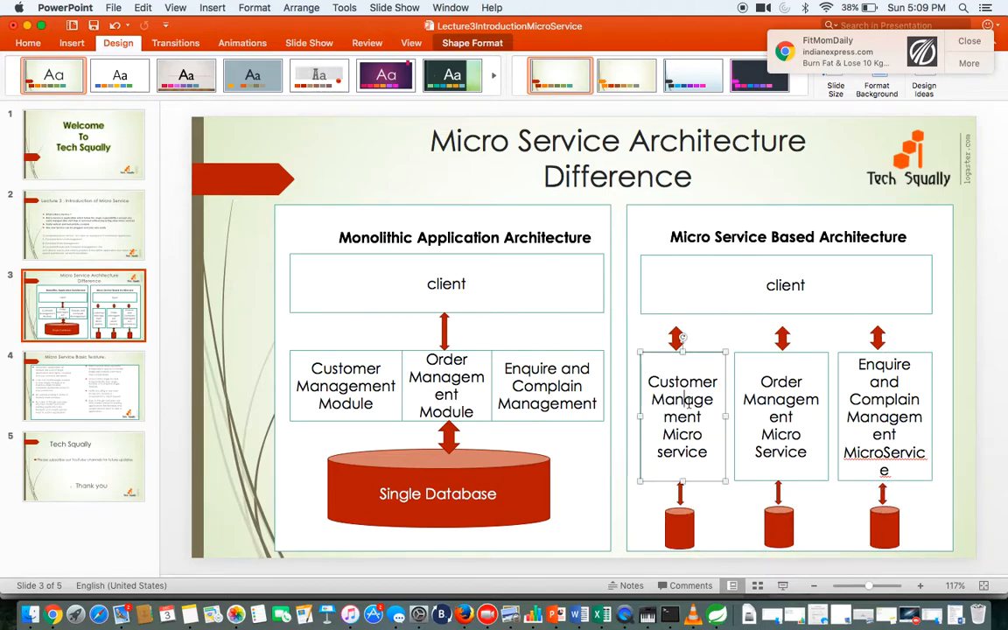These services are totally independent from each other. We can stop any of the services anytime and we can start any of the services anytime. We can scale any of the microservices anytime. Meaning, for order management we can increase to multiple instances. So this is the basic difference between monolithic architecture and microservice based architecture.